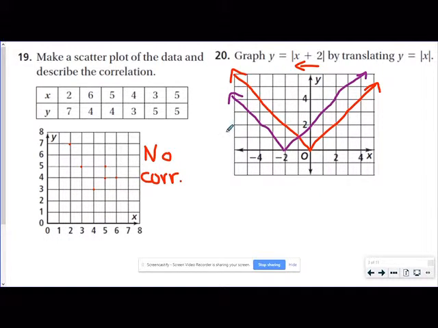And we do want to label this as such. Remember, all graphs, especially when you have 2 of them on there, need to be labeled.